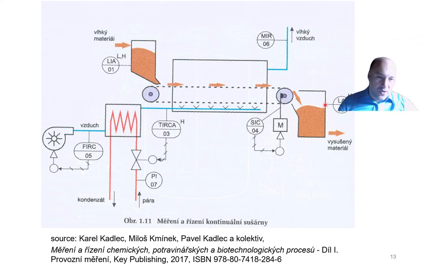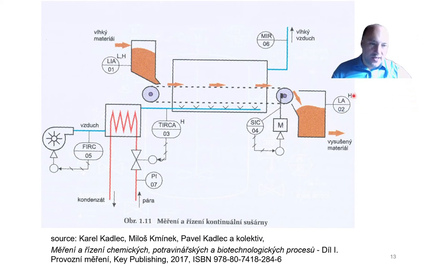The same we do here with the dried material. So here we see that we check only the high level of the material, and we don't measure the low level of our material. So the material is flowing like this. You can see different symbols. Okay, this is clearly a conveyor belt.